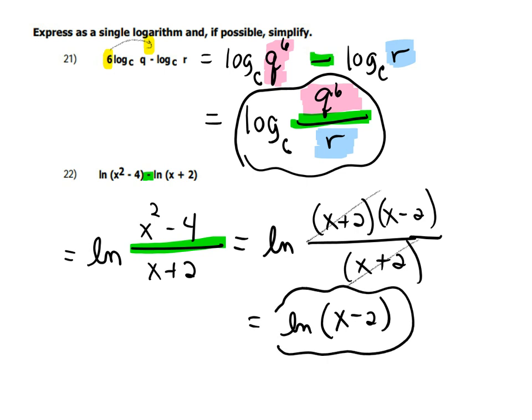And yes, you do have to have parentheses around the x minus 2. If you don't, then what you have is the natural log of x, minus 2. But what we really have is the natural log of the quantity x minus 2. Did you hear me? All right. I'm going to stop.